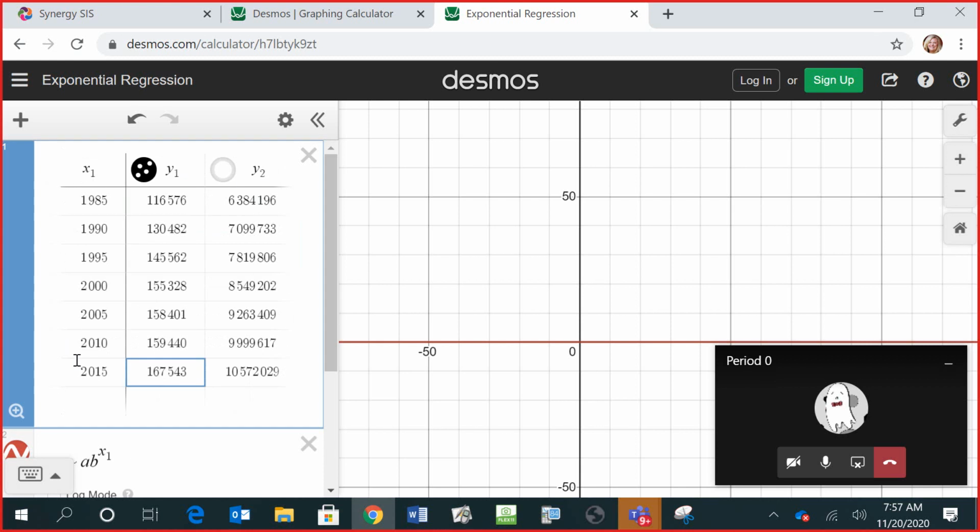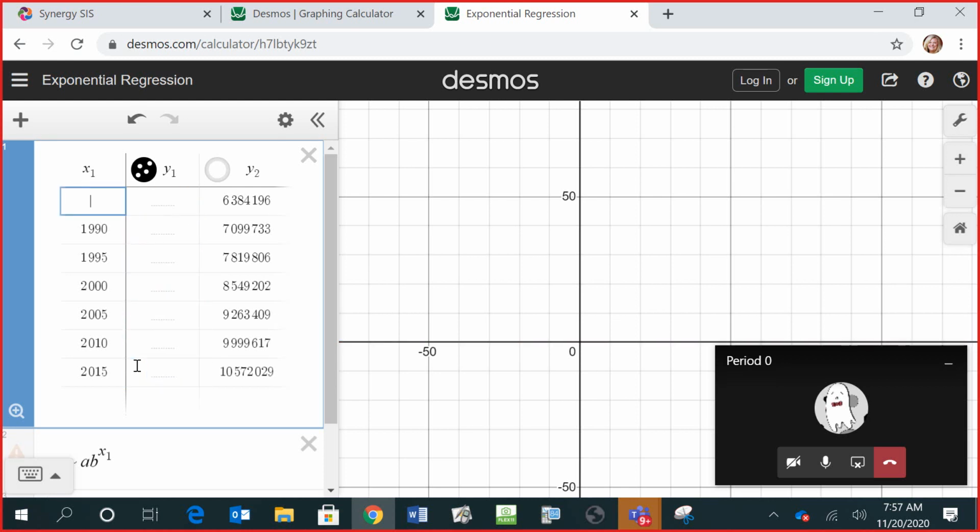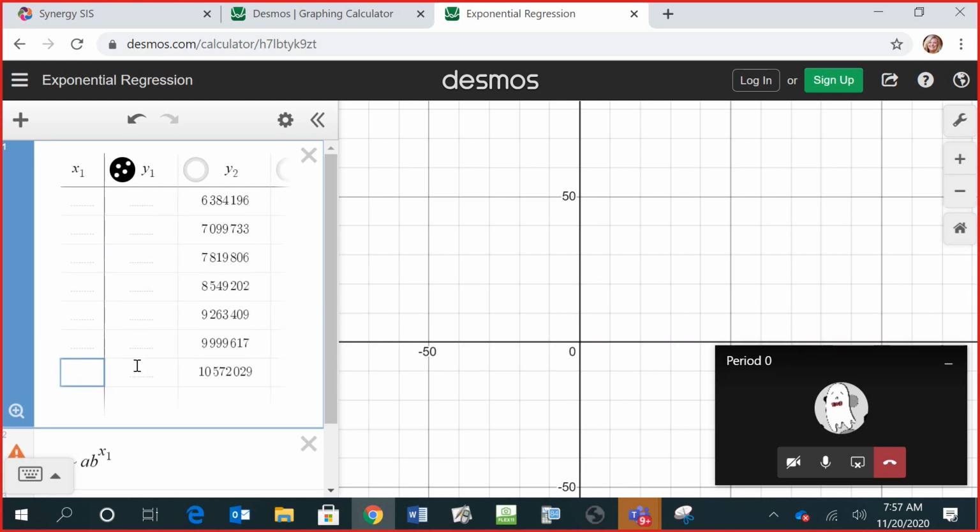Then I'm going to come back to these two. I'm going to highlight the first, hit backspace or delete, and use the arrow to keep going up. Delete everything here. There's no need to delete the information or data from the other points because we're not using it. Now, X is the number of years since having the stock, and Y is the value of that particular point.